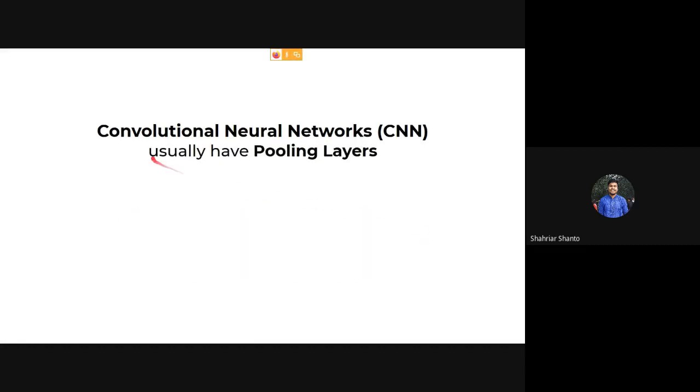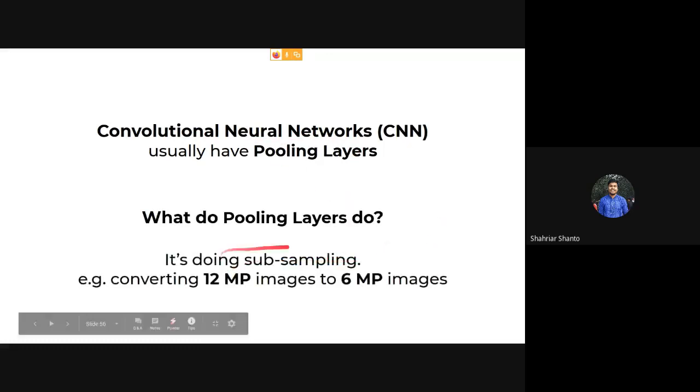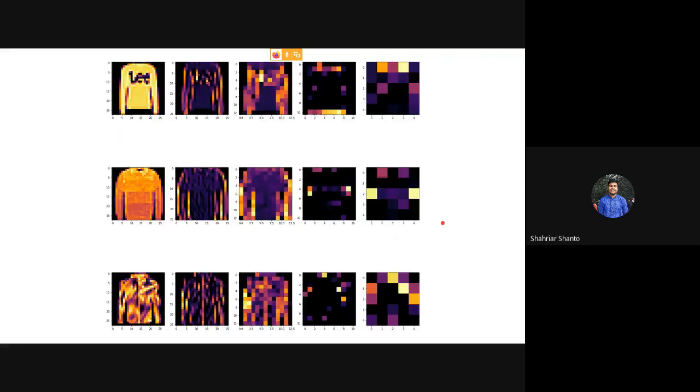Convolutional neural networks also have pooling layers. Pooling layers are just compressing or subsampling the image. For example, if you have a 12 megapixel image, it will be converted to a 6 megapixel image. It is halving the number of pixels in an image. Okay, so this is an example. We can see what happens when we do convolution and pooling to an image.